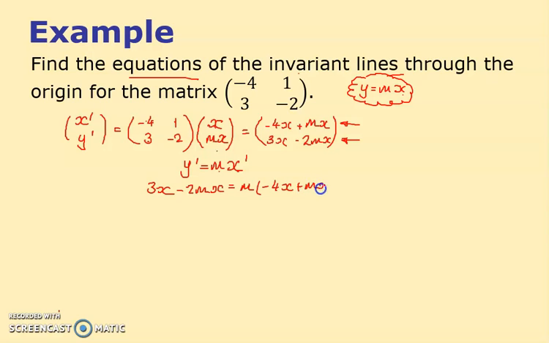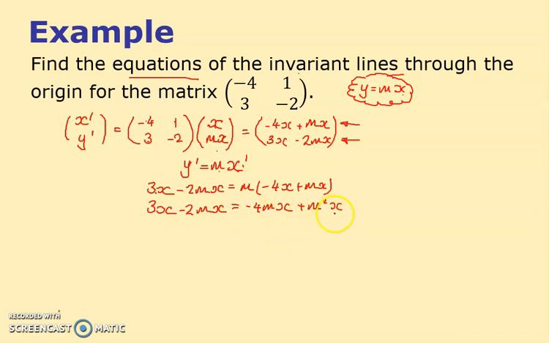So you notice what I've done. This is my x dash, this is my y dash, and I've set them into my equation y equals mx. Well, first of all, I want to multiply out that bracket. I don't like brackets, so I'm going to get rid of that. I reckon minus 4mx plus an m squared x.